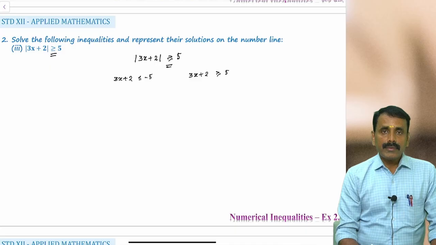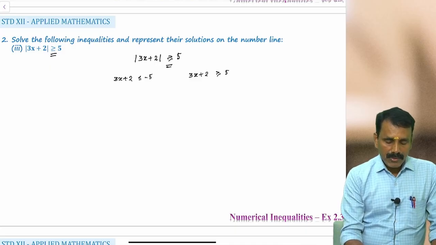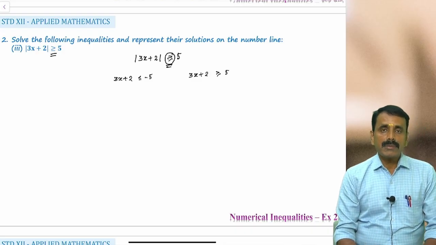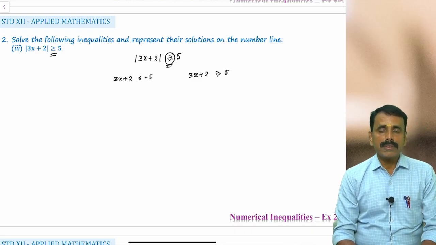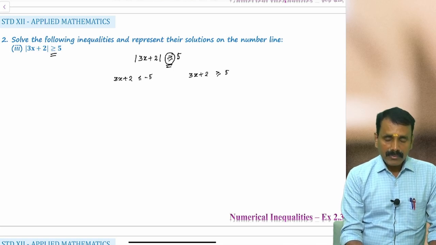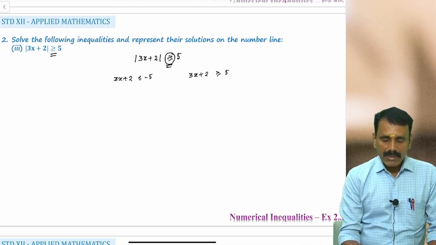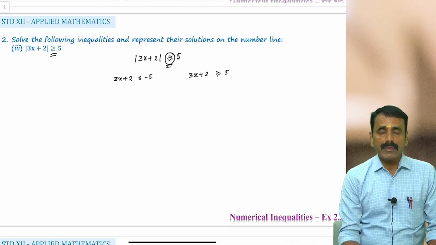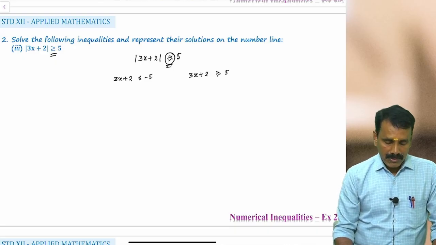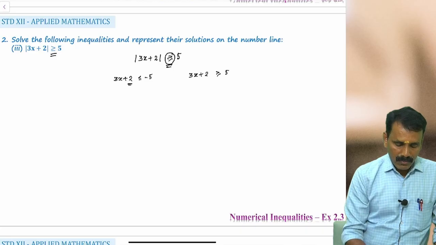Because we are having greater than or equal to inequality, the inequality will be split into two different inequalities. One is 3x plus 2 less than or equal to negative value, that is minus 5. The other one is 3x plus 2 greater than or equal to plus 5. And we have to perform the same old procedures. So first we try to remove plus 2. So what we are supposed to do?